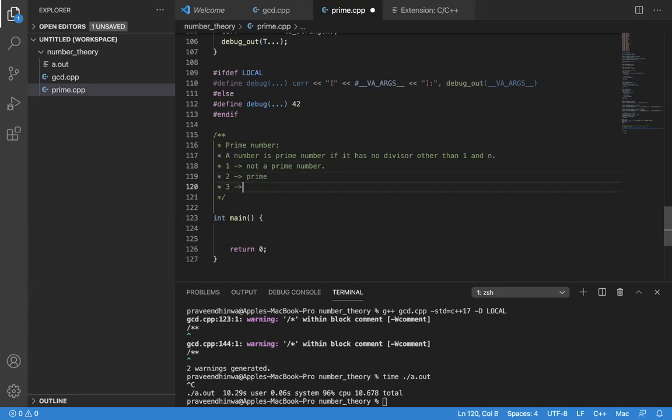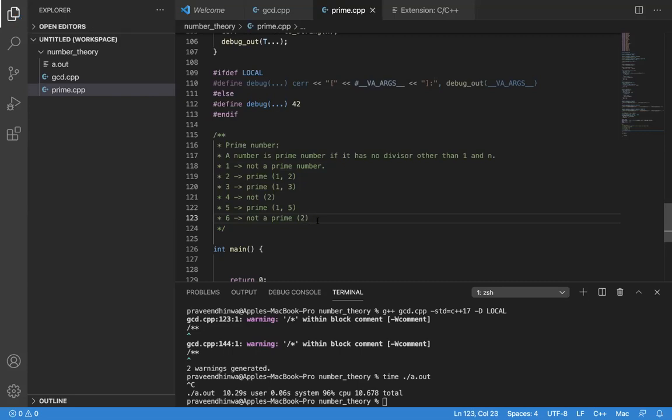Is 3 a prime number? Yes, it is, because its only divisors are 1 and 3. Is 4 a prime number? No, because it has a divisor 2. Is 5 a prime number? Yes, because it only has divisors 1 and 5. 6 is not a prime number. Why? Because it has a divisor 2.